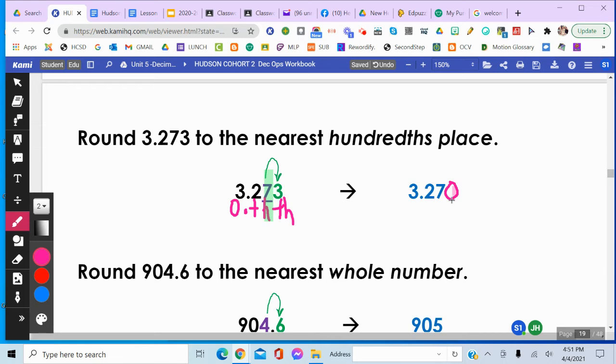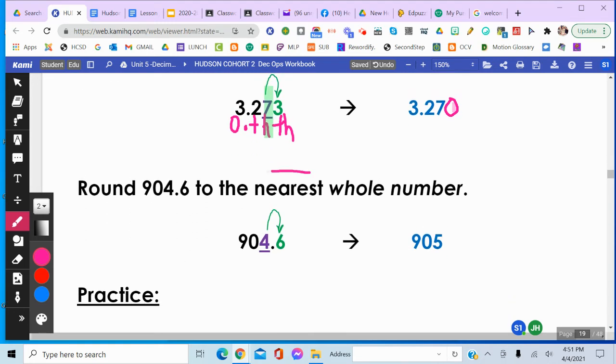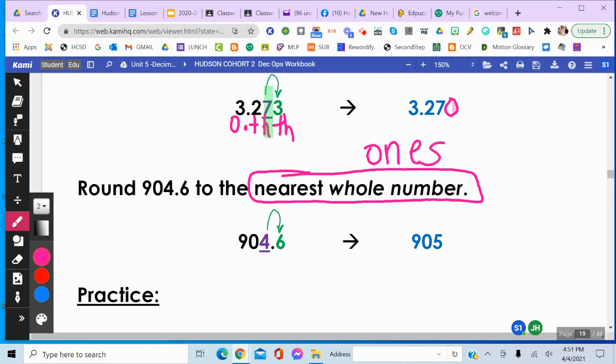So 904 and 6/10 to the nearest whole number. Whenever you see nearest whole number, they didn't give us a place value here. It is another way of saying the ones place. So the 4 looks to the 6. That 6 tells that 4, hey, I'm higher than 5, bump on up. So that becomes the 5. The 9 and the 0 stay the same. And then that 6 has become a 0. So I could easily write this like this, 905 and 0/10. But I don't have to if I don't want to because it is the same value.